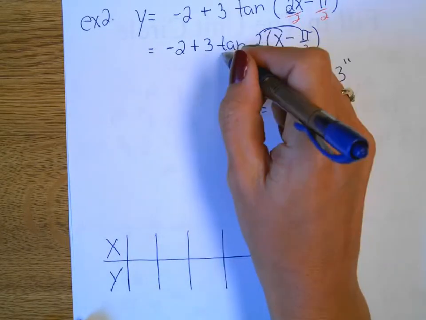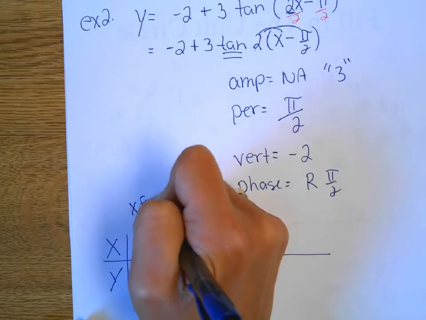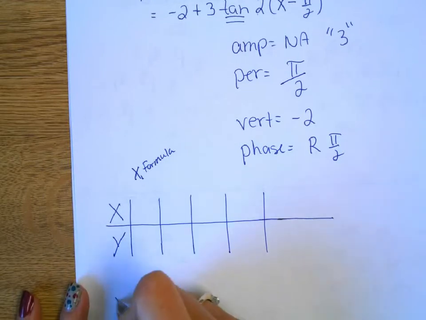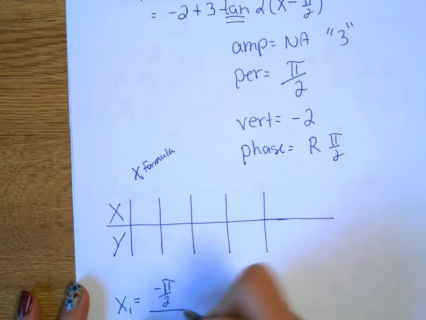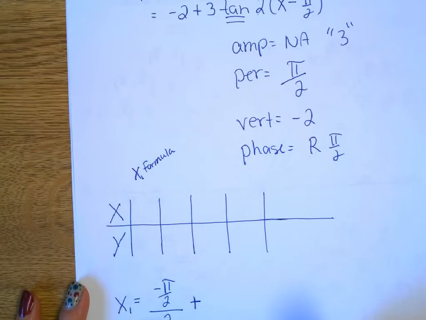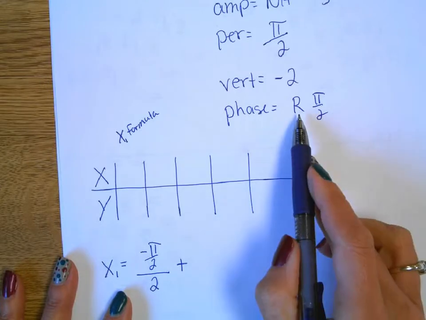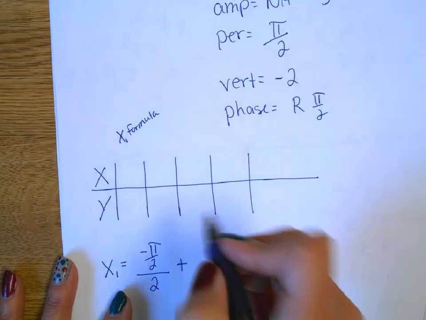So, tangent does not start at the phase. It's that little formula. So the x1 formula I'll put there. And that's in your notes, so definitely have the x1 formula written down. The x1 formula says negative pi over 2, divide by the b. What's my b? 2. Then add on the d. What is my d? Pi over 2. Because it's a right move, it's a positive pi over 2 that I want to use in here, not the minus that's up in the parentheses.